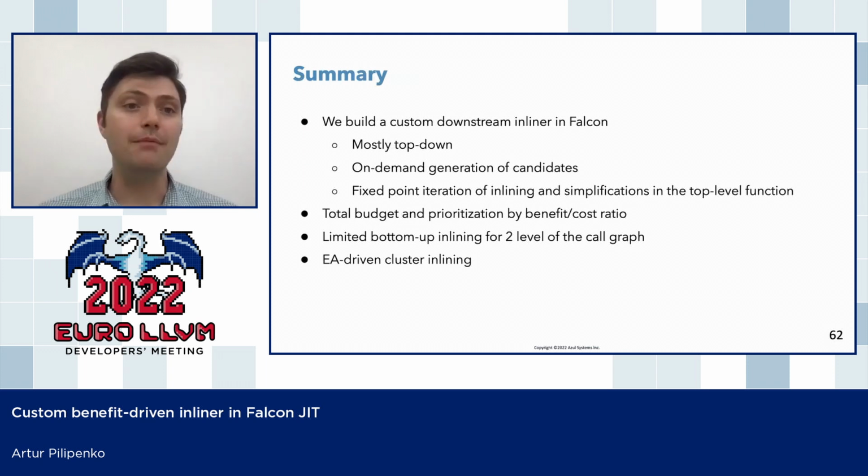And the grand recap: we built a custom downstream inliner in Falcon. It is mostly top-down. It has on-demand generation of candidates, and it has fixed point iteration of inlining and simplifications in the top-level function. It has total budget for inlining into the top-level function, and it prioritizes inlining decisions by benefit over cost ratio. We do a limited form of bottom-up inlining for 2 levels of the call graph, and we also do escape analysis-driven cluster inlining.